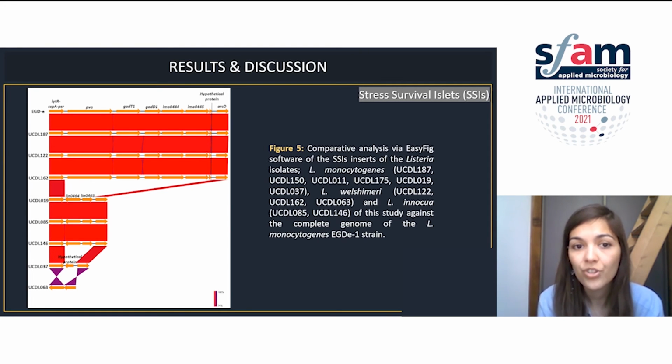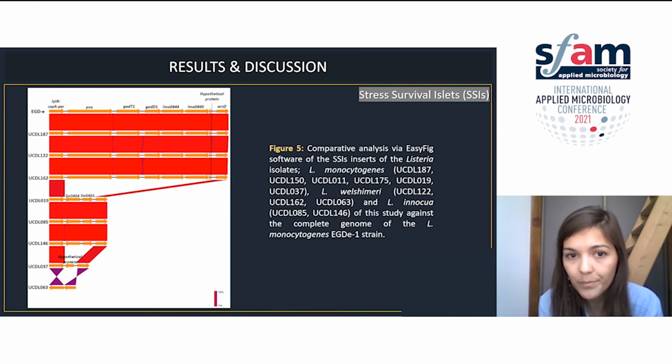So the stress survival islets were prevalent across the Listeria population, which would also explain why some isolates persist despite the sanitization procedures. What is of interest here too is the presence of a novel SSI in the non-persistent Listeria monocytogenes UCDL037. However, further experiments are required to identify if this plays a role in their environmental fitness or not.